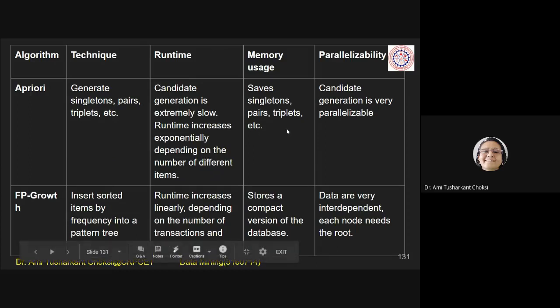Okay. Memory usage. For that, we can say the a priori algorithm saves singletons, pairs, triplets, etc. What about FP growth? It stores a compact version of the database, right? Parallelizability. For that, candidate generation is very parallelizable. But what do we say about the FP growth algorithm? Data are very interdependent. Each node needs the root, right?